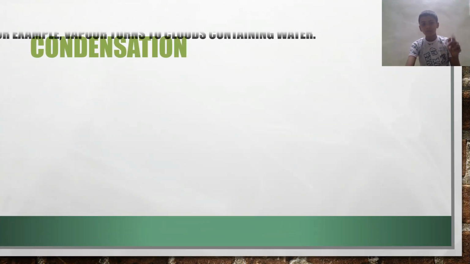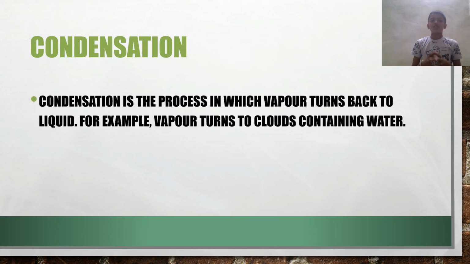Next is condensation. Condensation is the process in which vapor turns back to liquid. For example, vapor turns to clouds containing water. So what happened in these two processes? The ocean water or any water is being evaporated. Evaporation means liquid to gas, so it is converted to the gaseous state. Then when it is in the sky, it again converts into liquid with the help of the process called condensation.